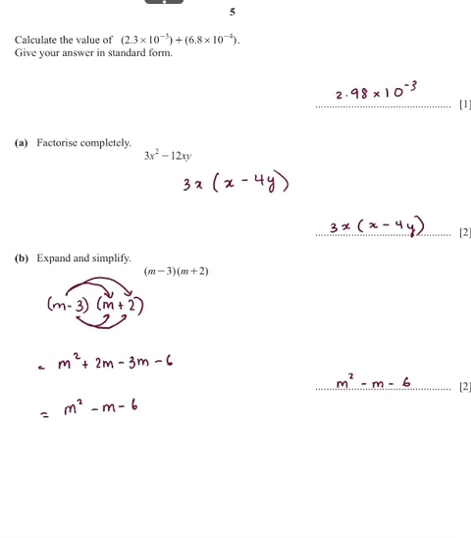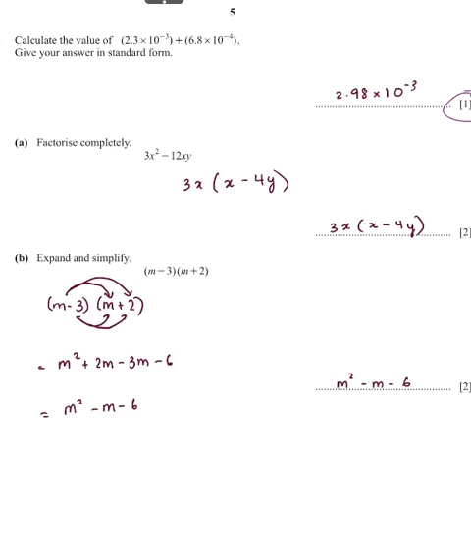Then question 8. Calculate the value of 2.3 into 10 raised to minus 3 plus 6.8 into 10 raised to minus 4. This is a 1 mark question, so you can just apply your equation in the calculator and write the direct answer.